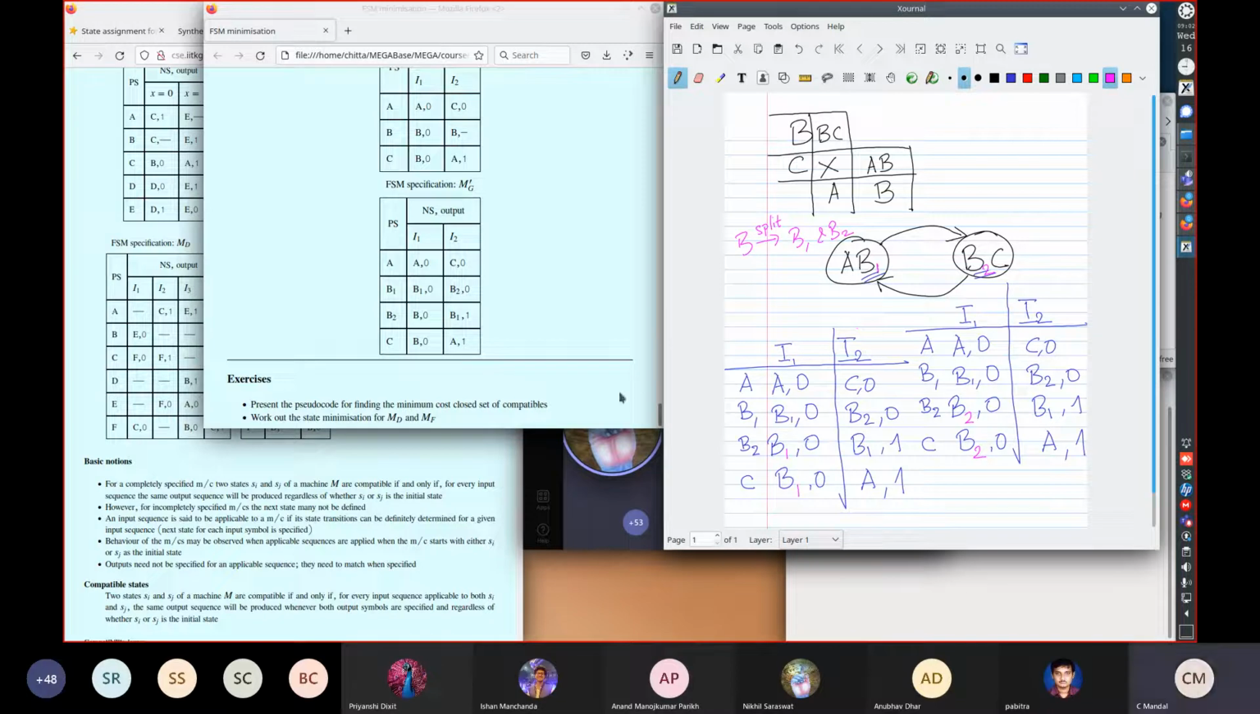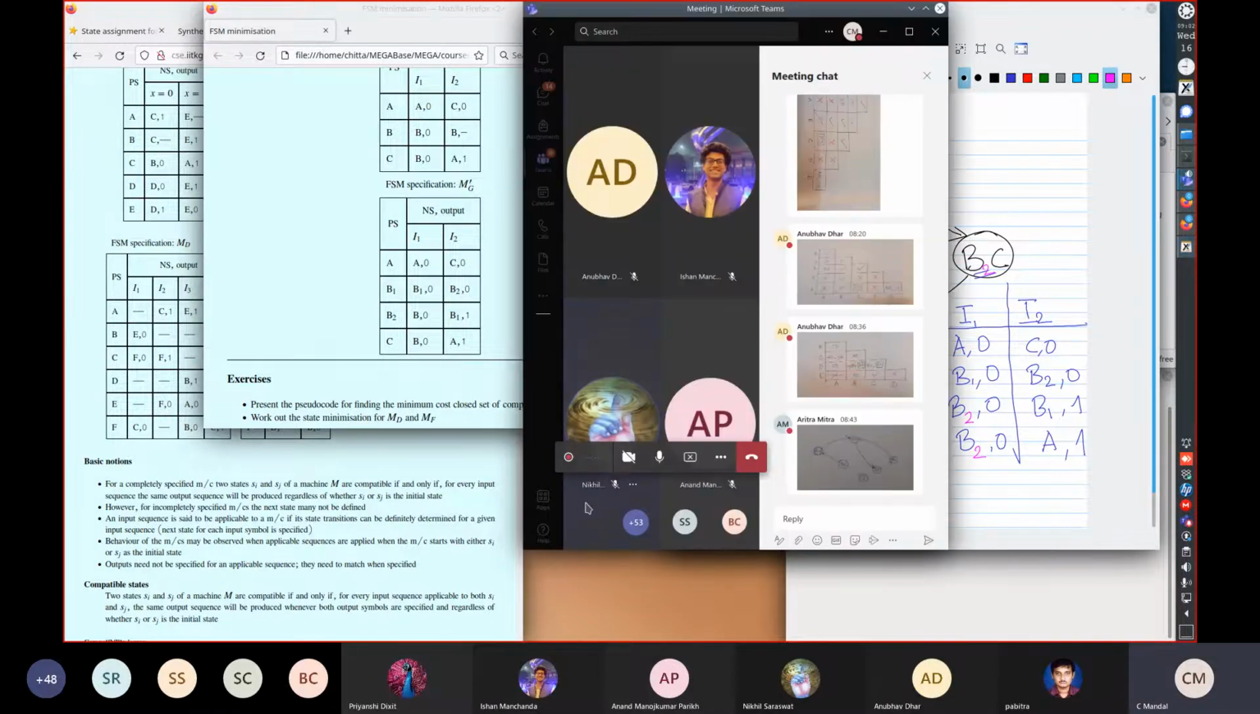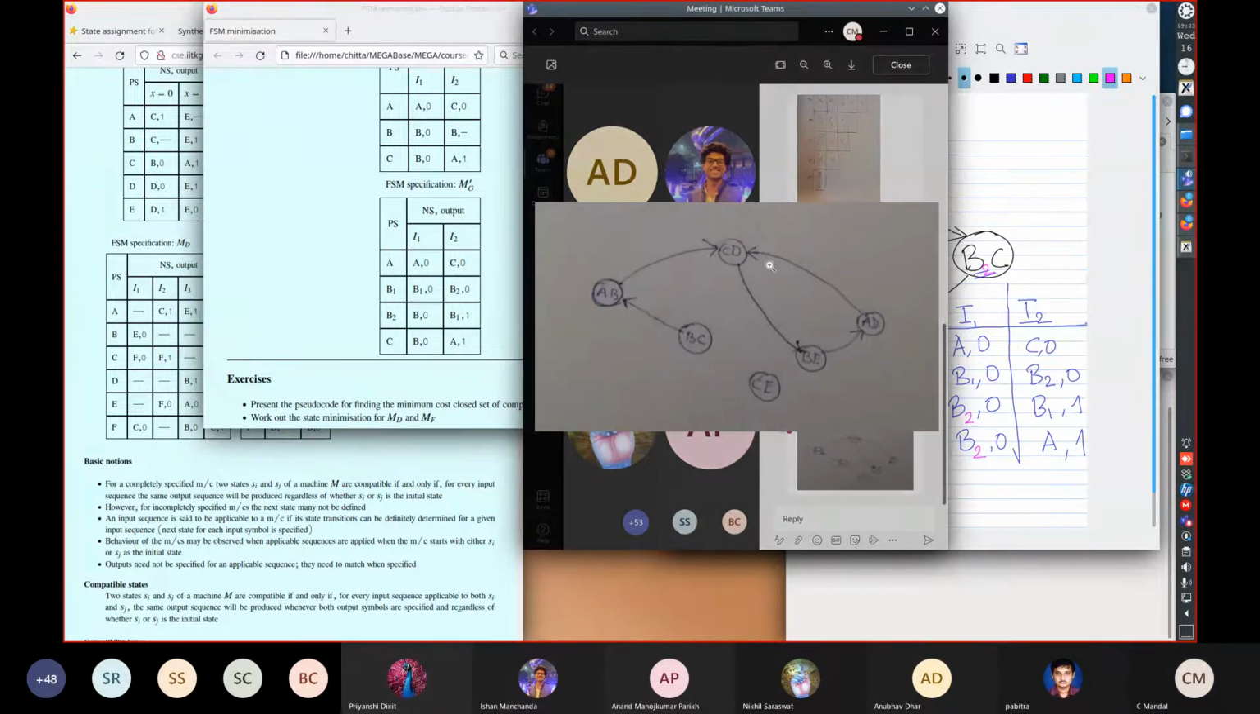So now we can go back to this situation where, so here also there is a need for state splitting. If you can split D into D1 and D2 so that say D1 is compatible with C and D2 is compatible with A, then you can have this reduction, right?